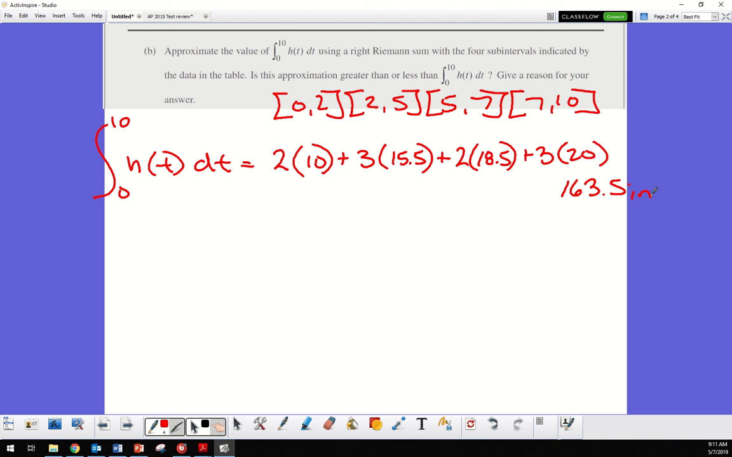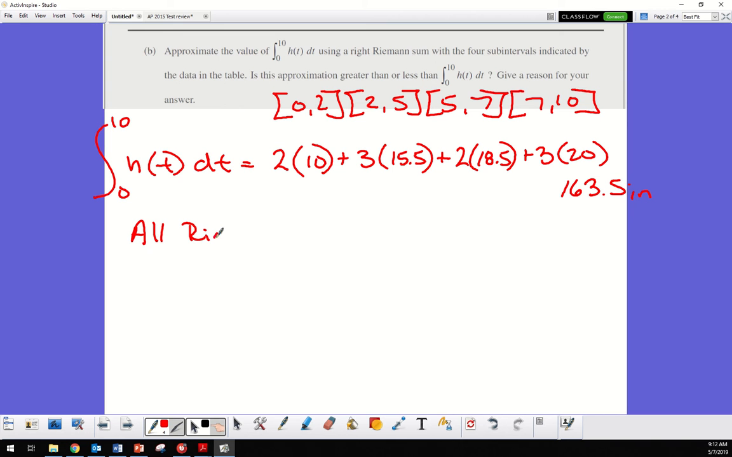Total depth, 165. Okay, so that's not the only part. Last part, give your reason: is this greater than or less than, an overestimation or an underestimation? It's an overestimation. Why? Because it's increasing, and with the right hand, when it's increasing, it goes over. Very good.